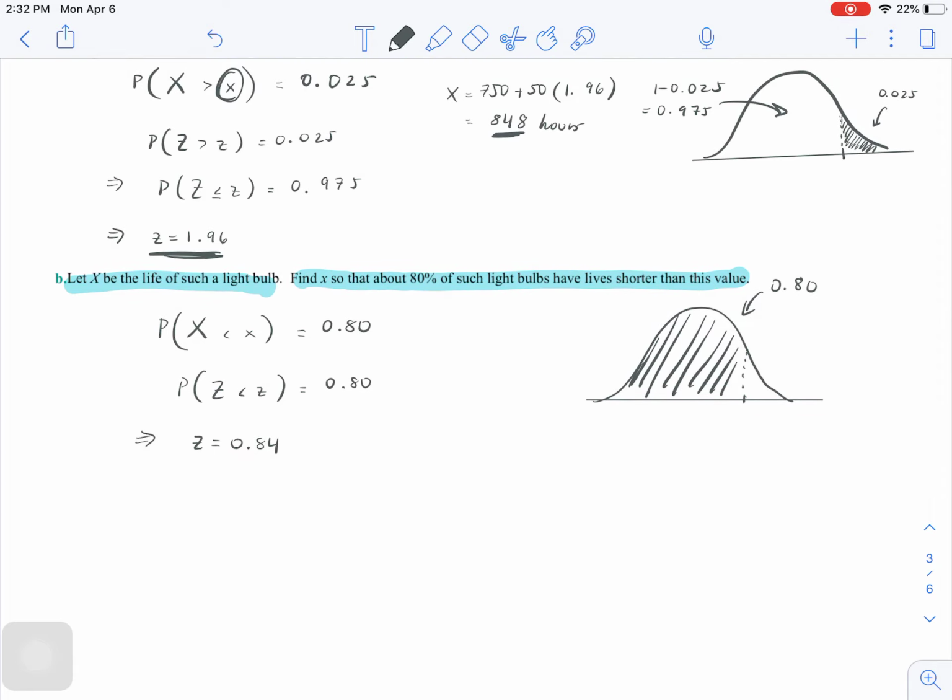Now let's convert z back to lifetime of a light bulb, x. We know that x is equal to mu plus sigma z, which is equal to 750 plus, what's our standard deviation? 50 times 0.84. If you plug this into your calculator, you should get 792. So 80% of light bulbs live shorter than 792 hours.